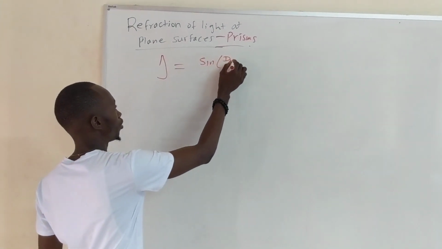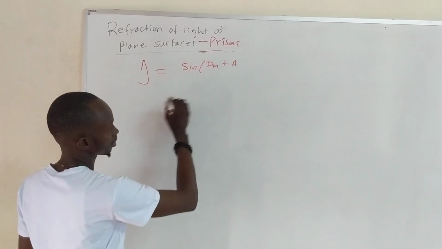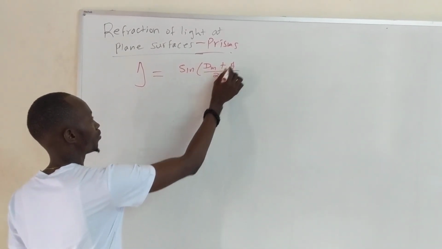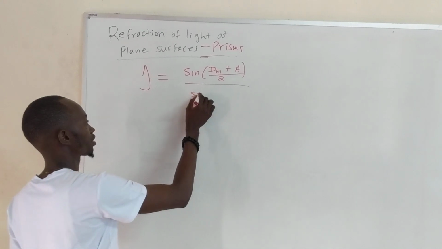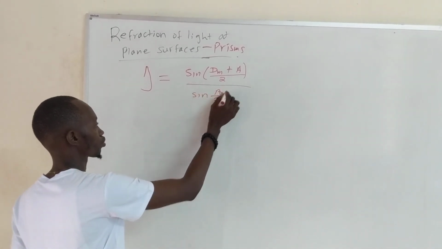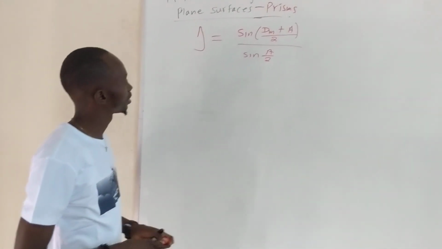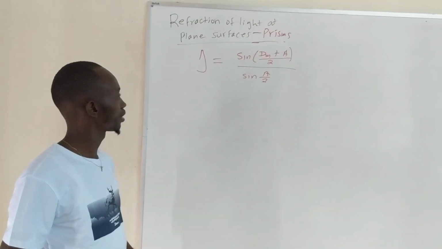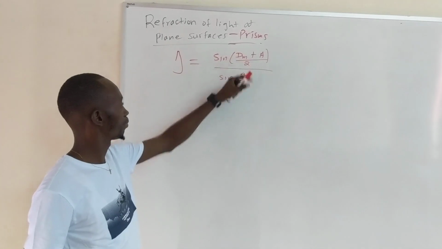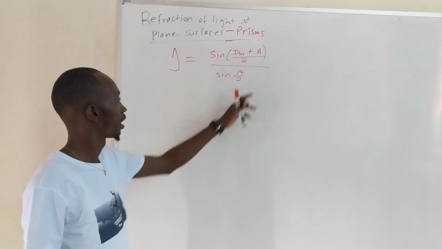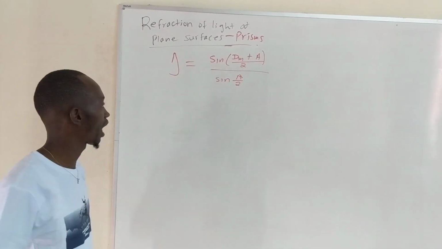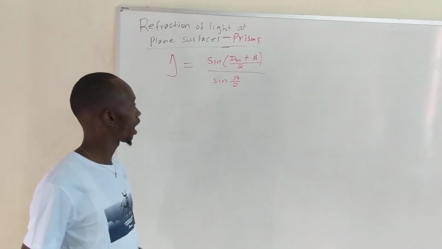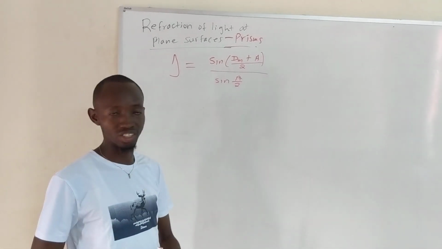the minimum deviation Dm plus the refracting angle A, divided by 2, all over sine A over 2. So how can we have this relation? Because this symbol n is representing the refractive index of the material. Dm is telling about the minimum deviation, and A is telling about the refracting angle of the prism. So how can we arrive at this derivation?